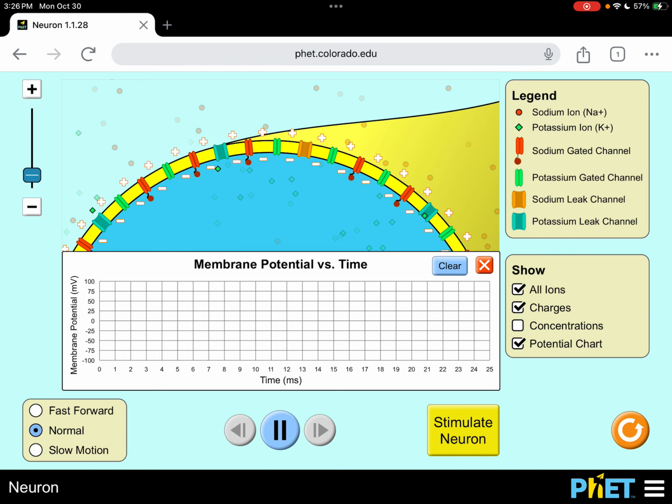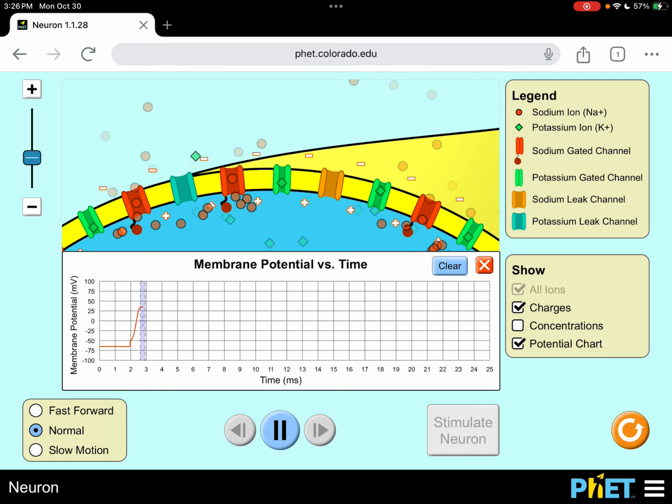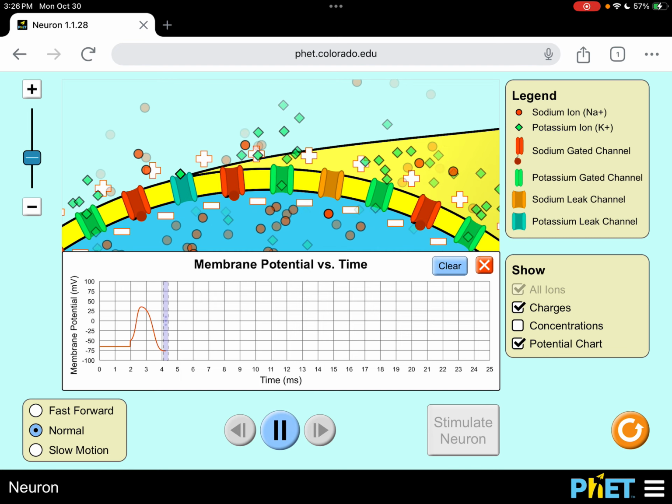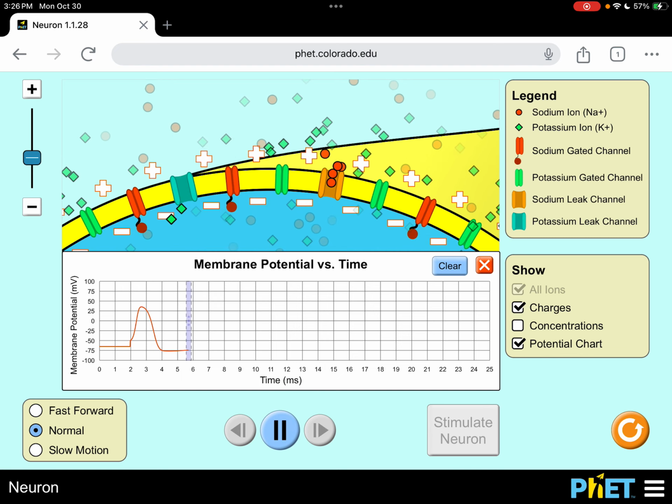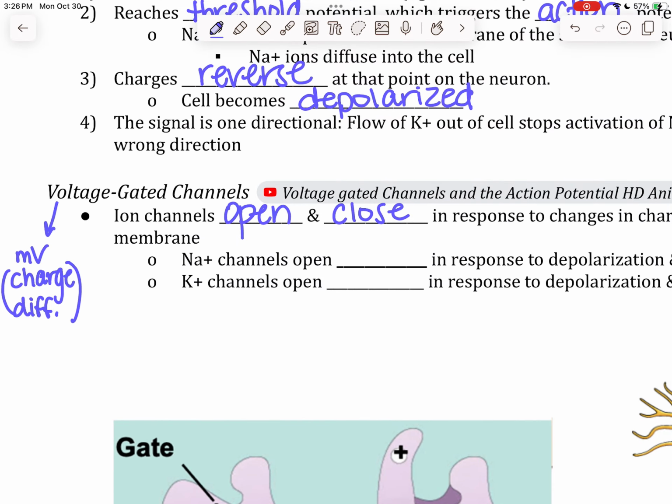So I have this here. I'm going to go ahead and zoom in. I'll stimulate neuron, and let's watch the red and the green. So the red and the green open and close based on the voltage arriving.